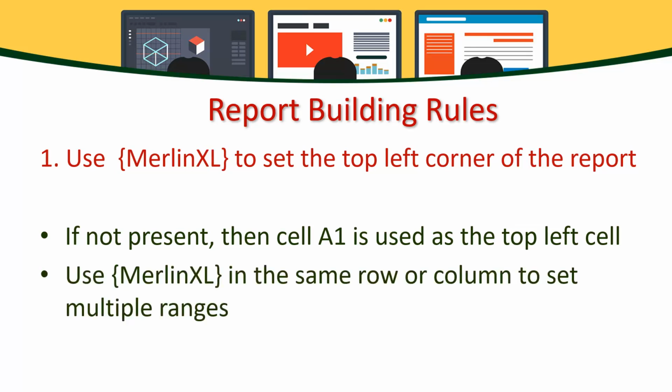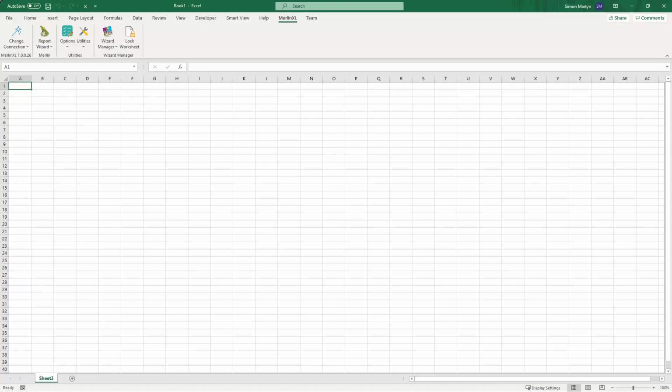And using the MerlinXL keyword, you can create multiple retrieval ranges, so long as the MerlinXL keywords are all in either the same row or the same column. So let's now see what those rules mean in practice.